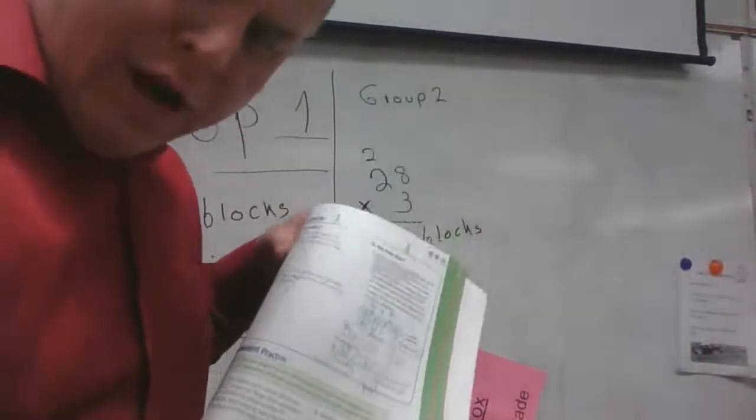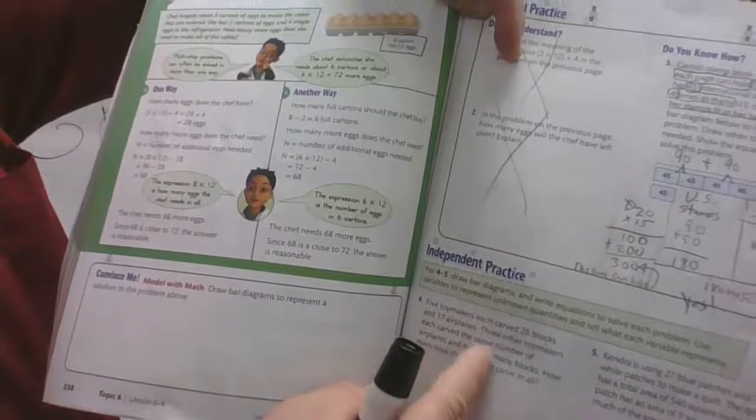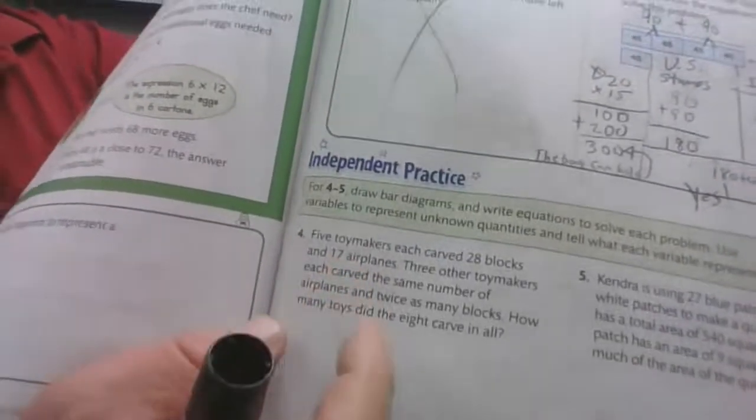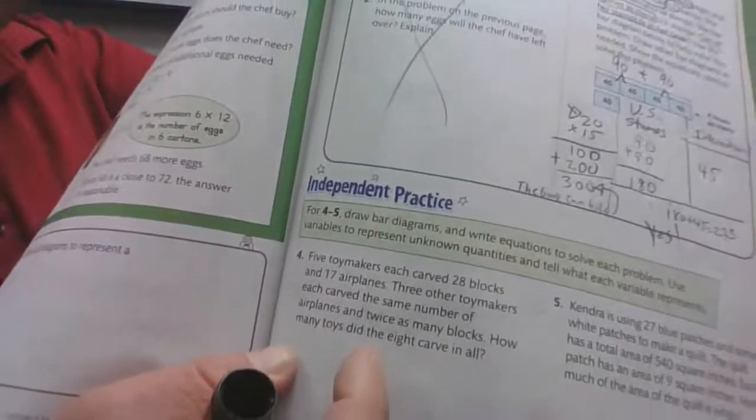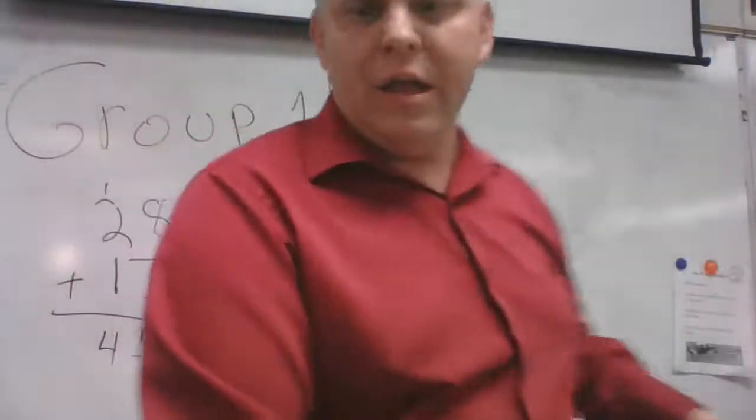You have your workout, right? Three other toy makers, this is group 2, each carved the same number of blocks, same number of airplanes, the same number. Group 1 made 17. So the same number again would be 17. 3 times as many blocks, so we have to multiply by 3 and get 84.